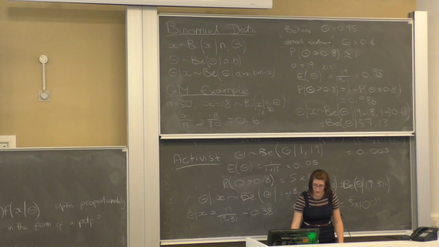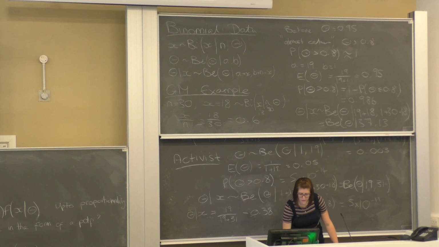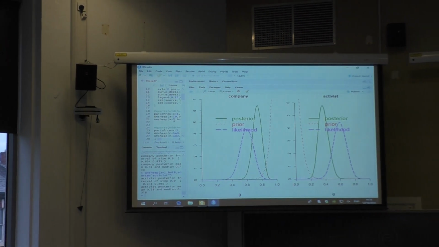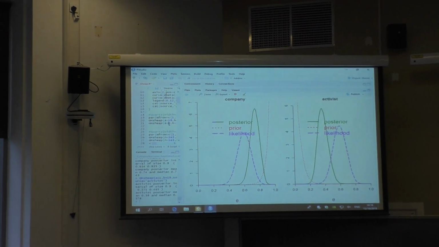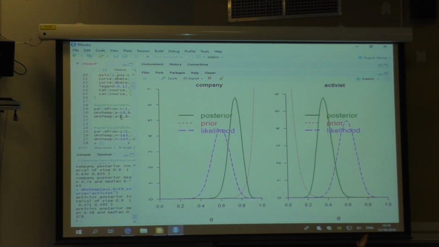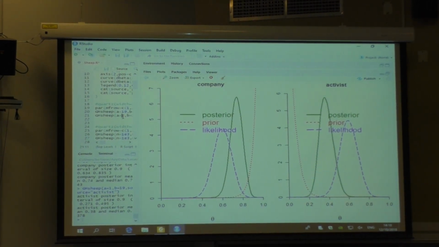So we can compare that with our GM scientist, and we get that the prior for the activist was basically the exact opposite. Our likelihood is still the same because we're still using the same data. That curve's exactly the same, but then our posterior is somewhere in between. So we get these two really different posteriors here.